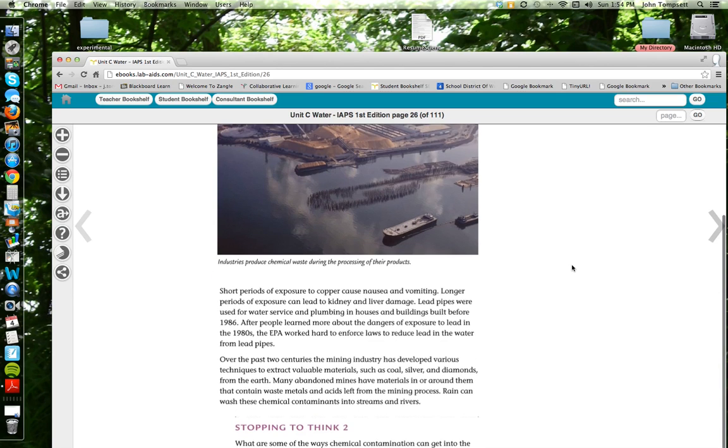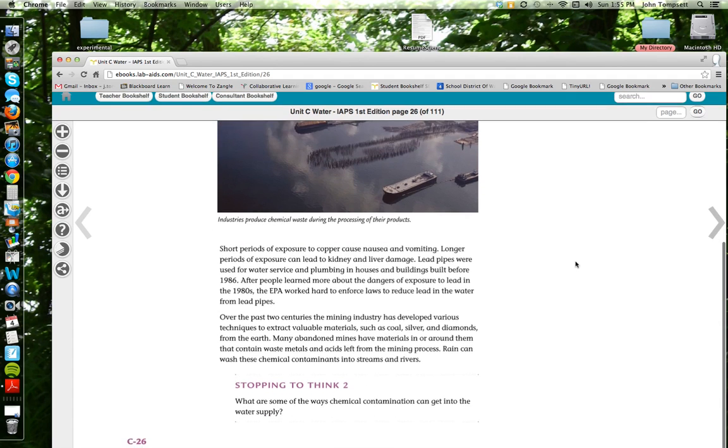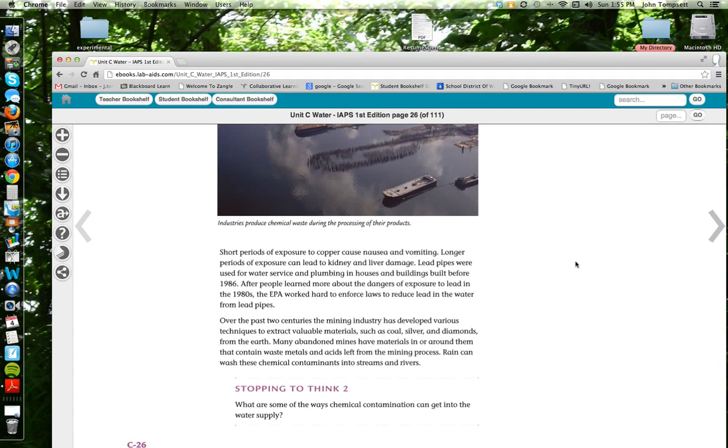Over the past 2 centuries, the mining industry has developed various techniques to extract valuable minerals such as coal, silver, and diamonds from the earth. Many abandoned mines have materials in or around them that contain waste metals and acids left from the mining process. Rain can wash these chemical contaminants into streams and rivers.